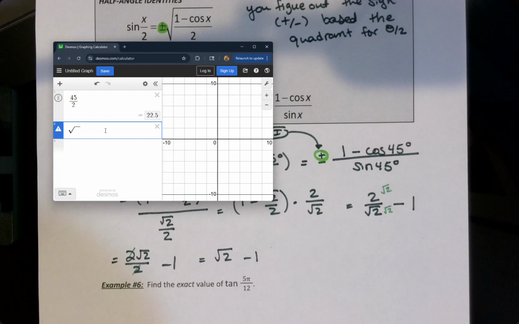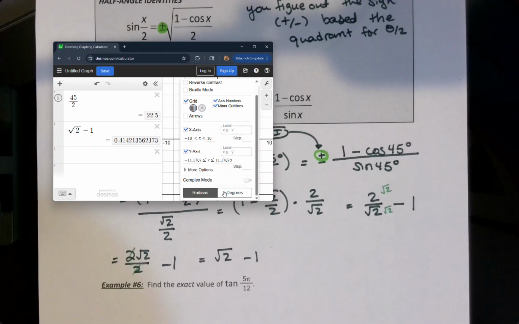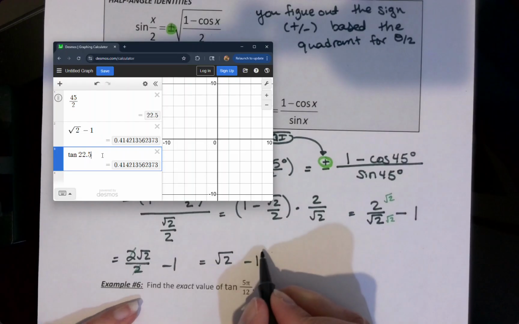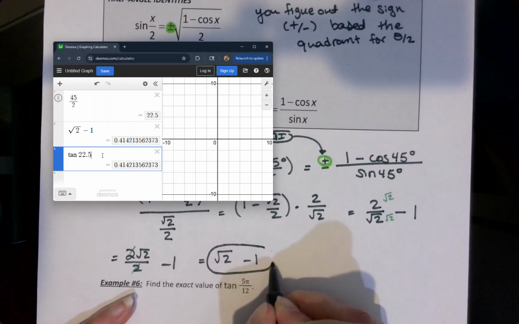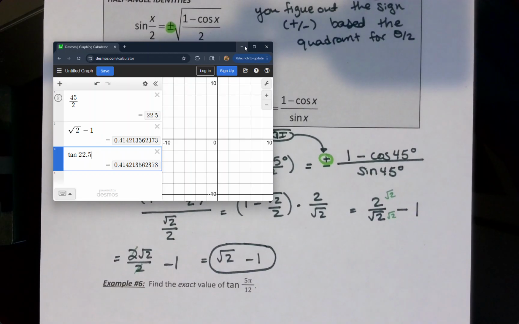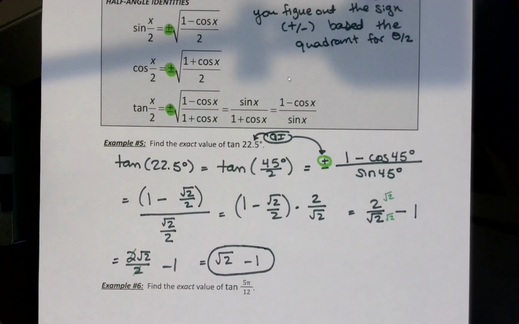So square root of 2 minus 1 is a positive value. We were hoping for a positive value. That sounds good. And let's go into degree mode. We're going to do the tangent of 22.5. Those decimals match. So this is the value in simplified exact form for the tangent of 22.5 degrees.